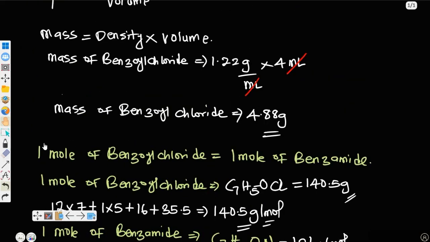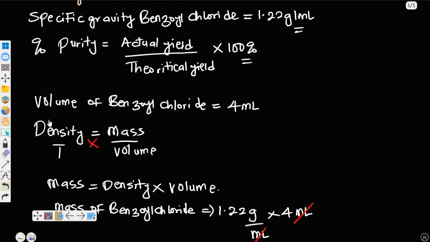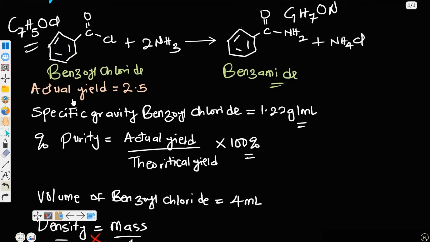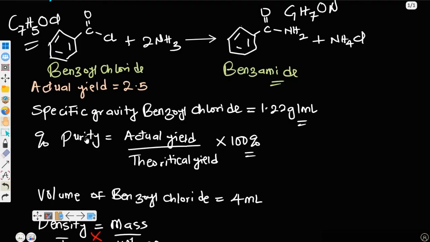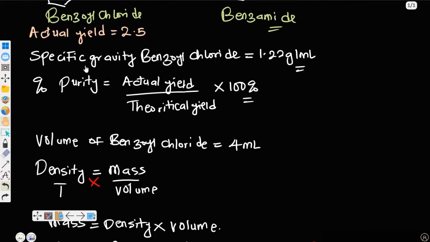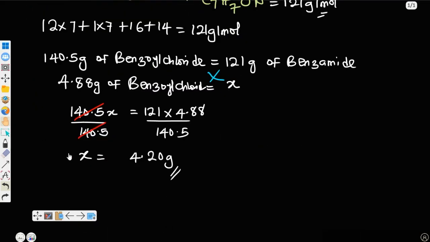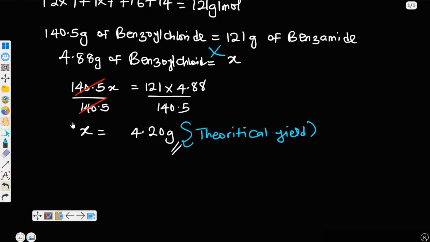But what we are given in the question right from the beginning, what they got from the practical, was the actual yield of 2.5. The expected yield, rather, let me put theoretical yield. Are you getting it? So the theoretical yield is supposed to be 4.2. So we come here and say this is the theoretical yield. Good.